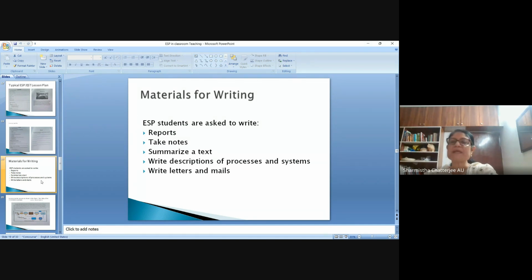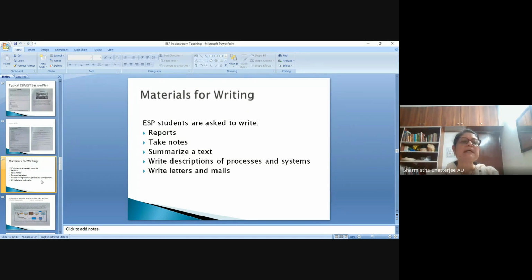In ESP materials, you see the materials for writing. When we are targeting materials for writing, we are also targeting that students slowly. And this is at the level of, say, class 9, 10, for slightly senior learners. Through again science, through again management, we are trying to develop in them report writing, taking notes, summarizing a text, writing descriptions of processes and systems, writing letters and mails too.